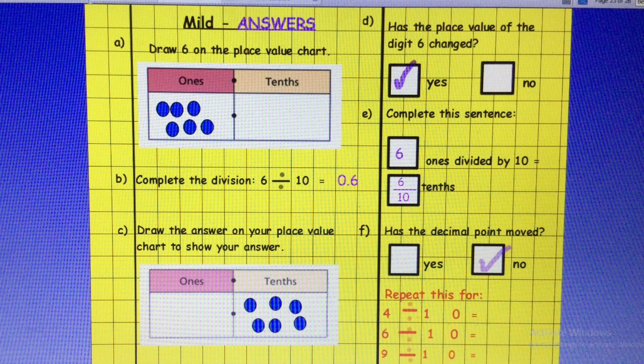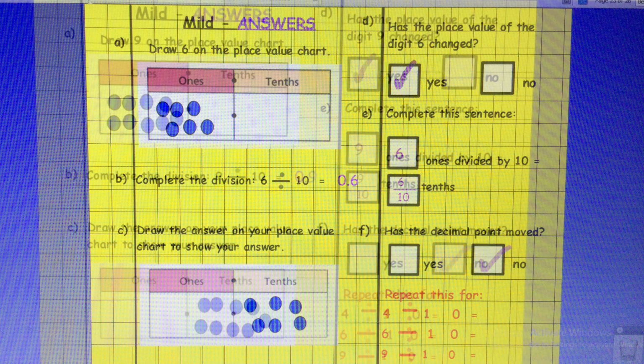And here are your answers for 6 divided by 10. Remember that A, B, C and E are the same for mild as well as hot and spicy. For D, on hot/spicy, you would have to explain that the place value of the digit 6 has changed from 6 ones to 6 tenths. And for question F, you would have to explain that the decimal points do not move. It is only the place value of the digits that change.